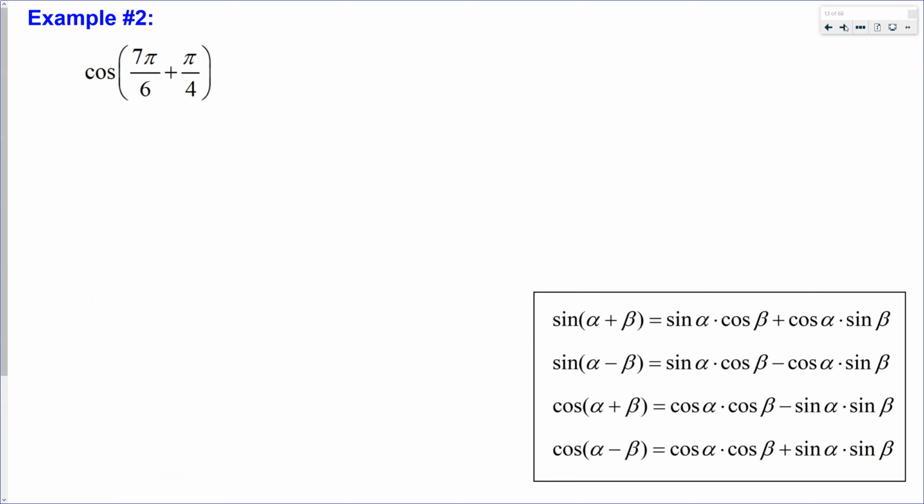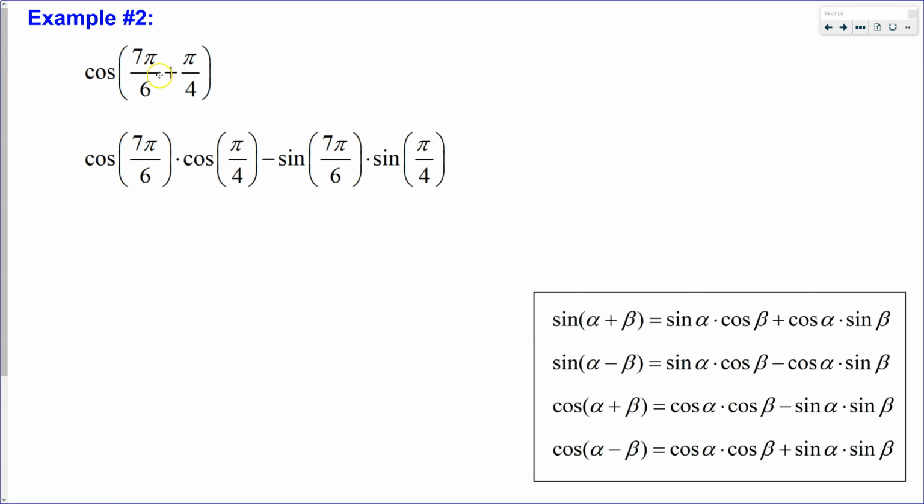But if you were comfortable with that previous problem, why don't you go ahead and pause the video and see if you can work this one all the way through. If not, here's the way we do it. Here's cosine. I see a plus sign, so I'm going to select the appropriate formula down here. Right here I see a cosine and a plus sign, so I'm going to write down cosine alpha times cosine beta minus sine alpha times sine beta.